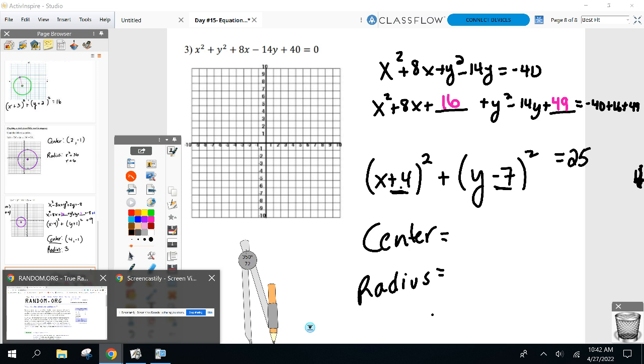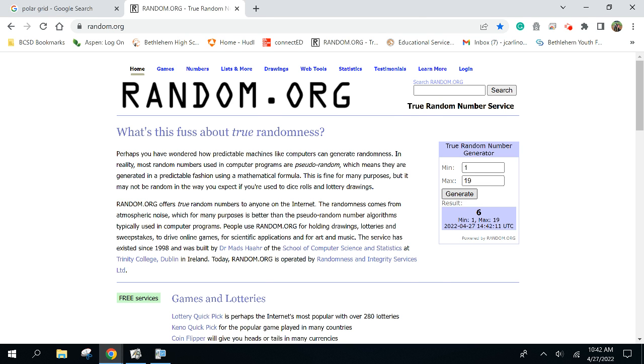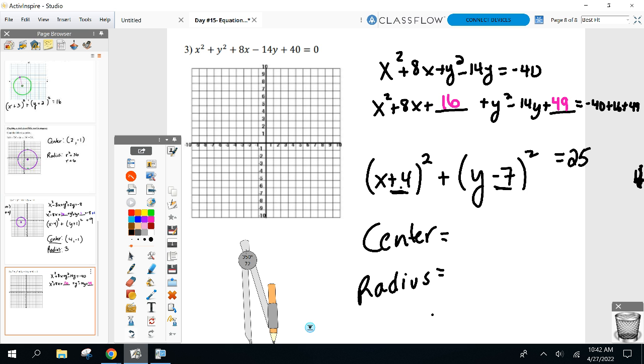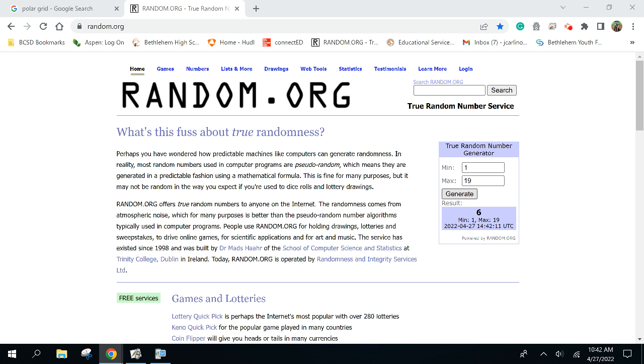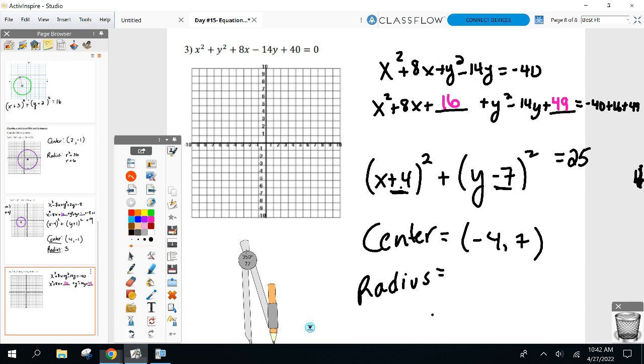Center. 6, center. Good work. Radius length. Gave you that nice number. I got 25 here. That's the radius squared. 5. And graph.